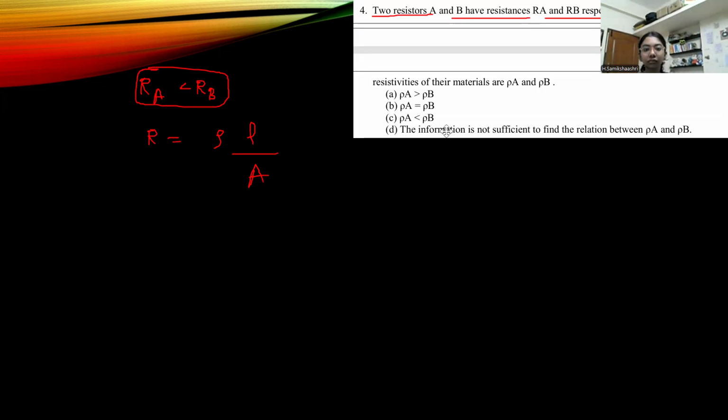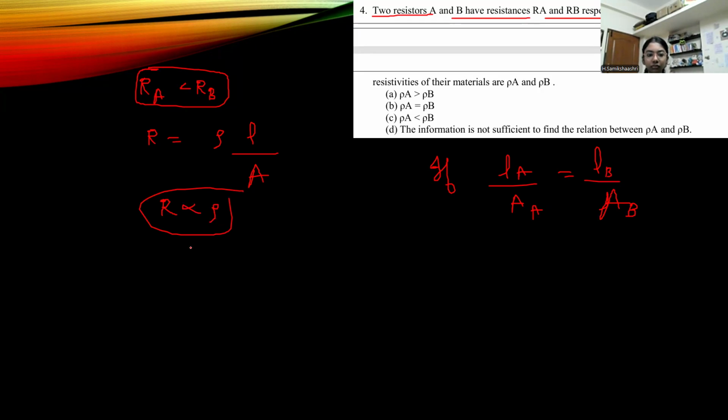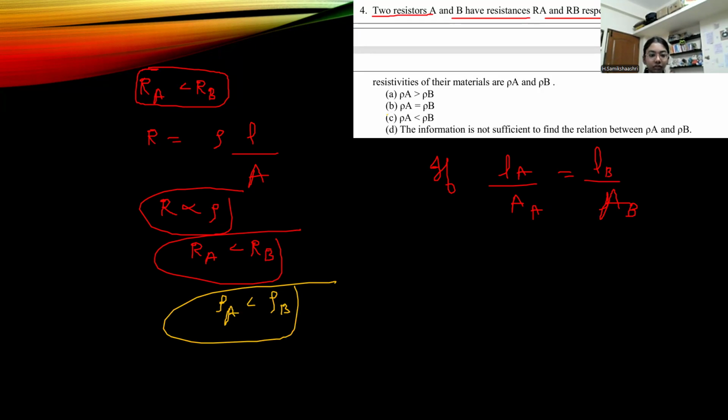There are a few possibilities. If L and A are equal, for example, if I assume both the resistors have equal L by A ratio, then I can say R is directly proportional to rho. If RA is less than RB, then I can say with full confidence rho A is less than rho B. That's the answer. So option C is correct. I can go with that.